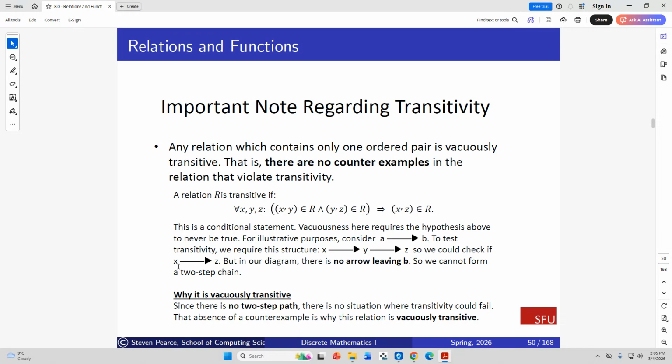Consider A going to B. To test transitivity, we require the structure X to Y, Y to Z. So we could check if X goes to Z, but in our diagram, there is no arrow leaving B in this example that we have here. So we cannot form a two-step chain. Why is it vacuously transitive? Since there is no two-step path, there is no situation where transitivity could fail. So this is a very subtle argument. The absence of a counterexample is why this relation is vacuously transitive. That you must understand. This is a very subtle point.